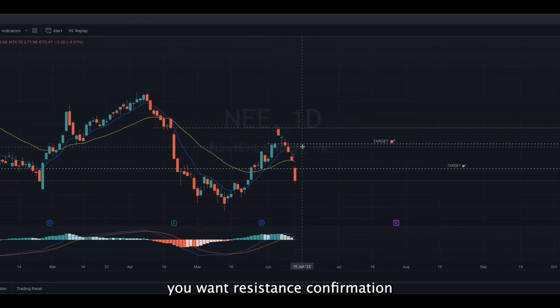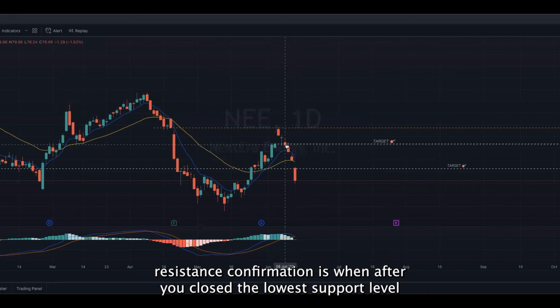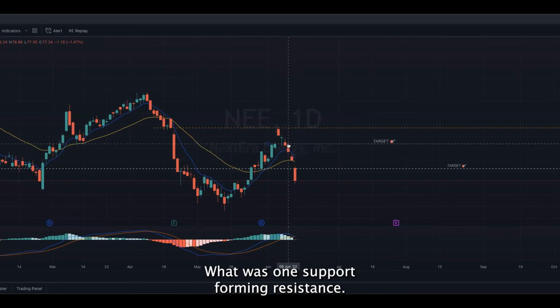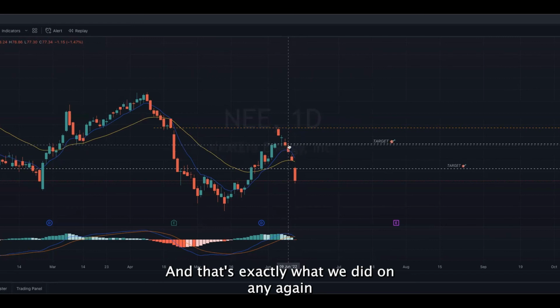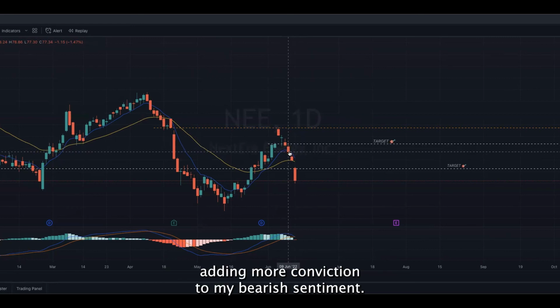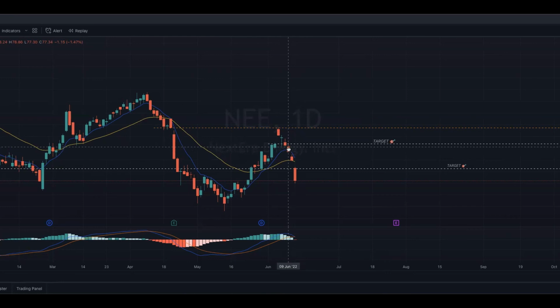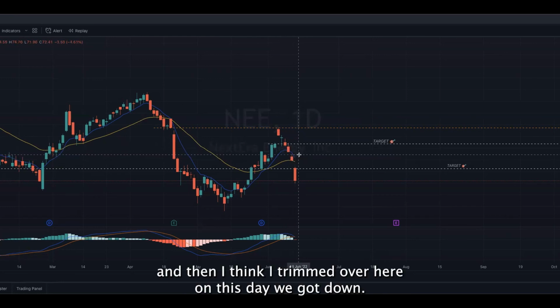You want resistance confirmation. Resistance confirmation is when, after you close below a support level, you want the next candle to come up and reject what was once support, forming resistance. And that's exactly what we did on NEE. Again, adding more conviction to my bearish sentiment, right? So this ended up rejecting, closing down here. I think I trimmed another quarter on this day, and then I think I trimmed over here on this day.